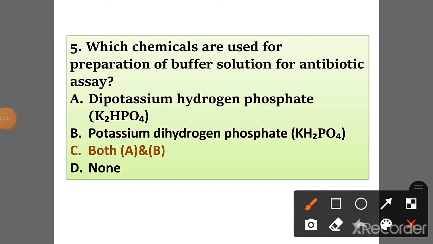Question 5. Which chemicals are used for preparation of buffer solution for antibiotic assay? Option C, both A and B. Dipotassium hydrogen phosphate and potassium dihydrogen phosphate are used for buffer solution of antibiotic.